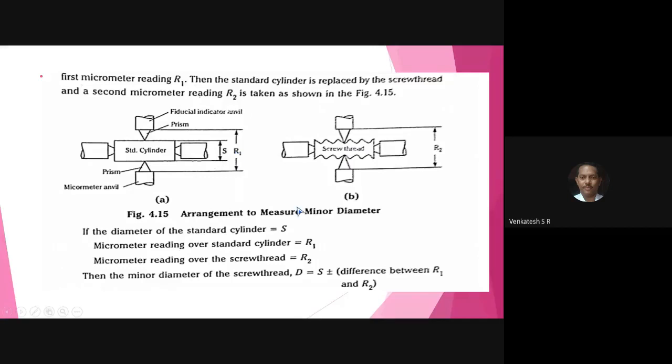All of you observe here. Then the reading of the two anvils making contact with the bottom portion of the thread, that is R2.